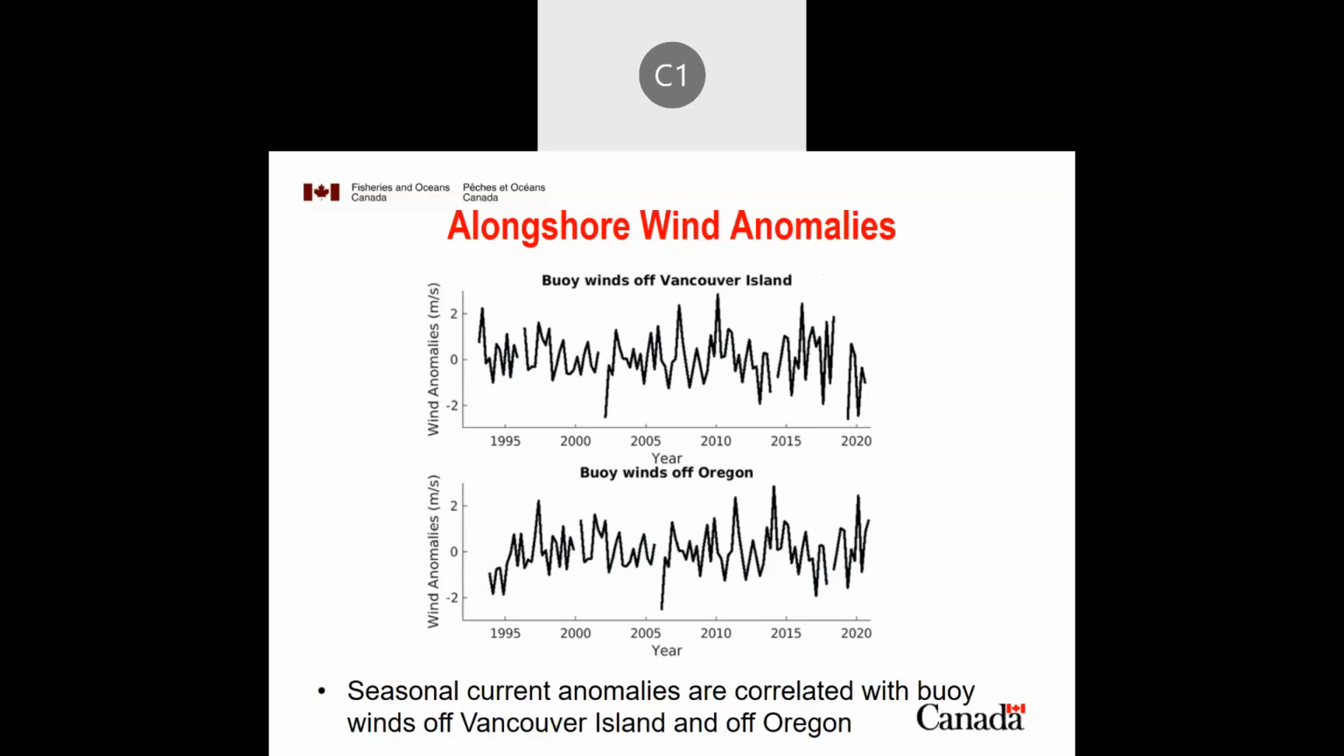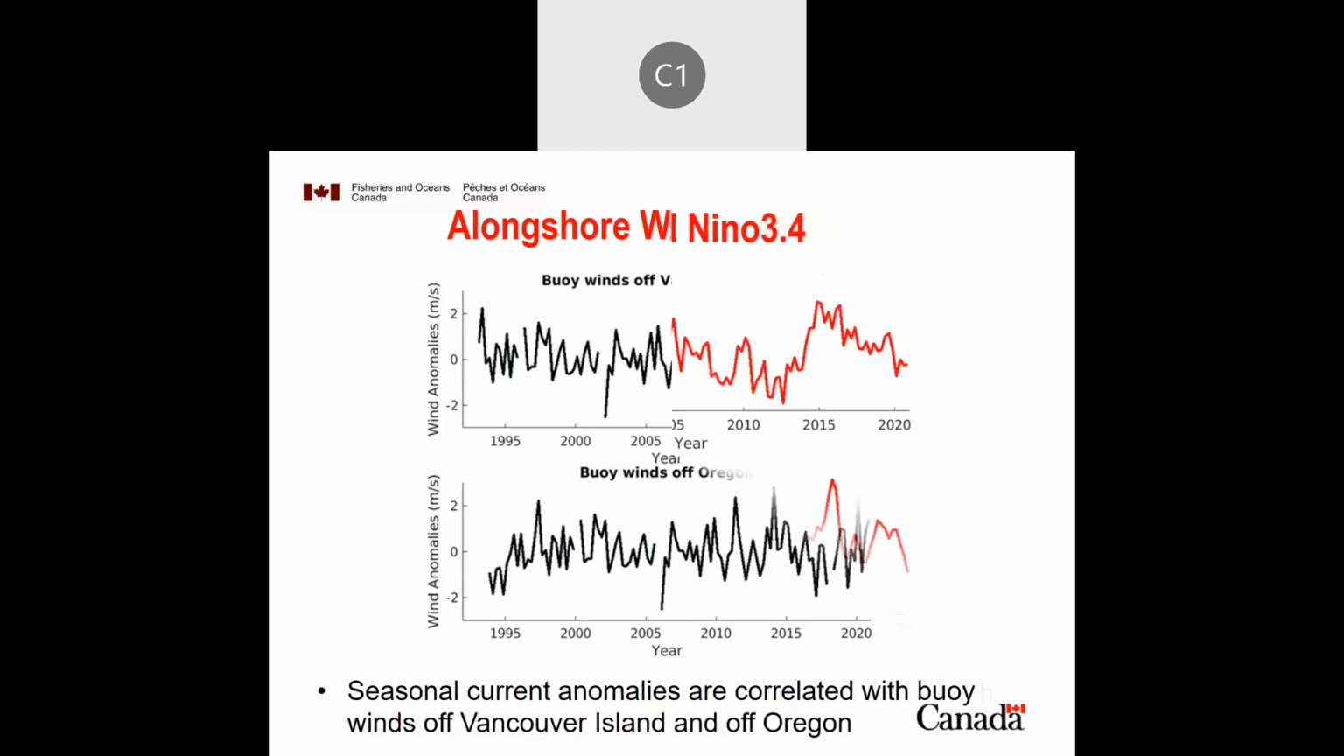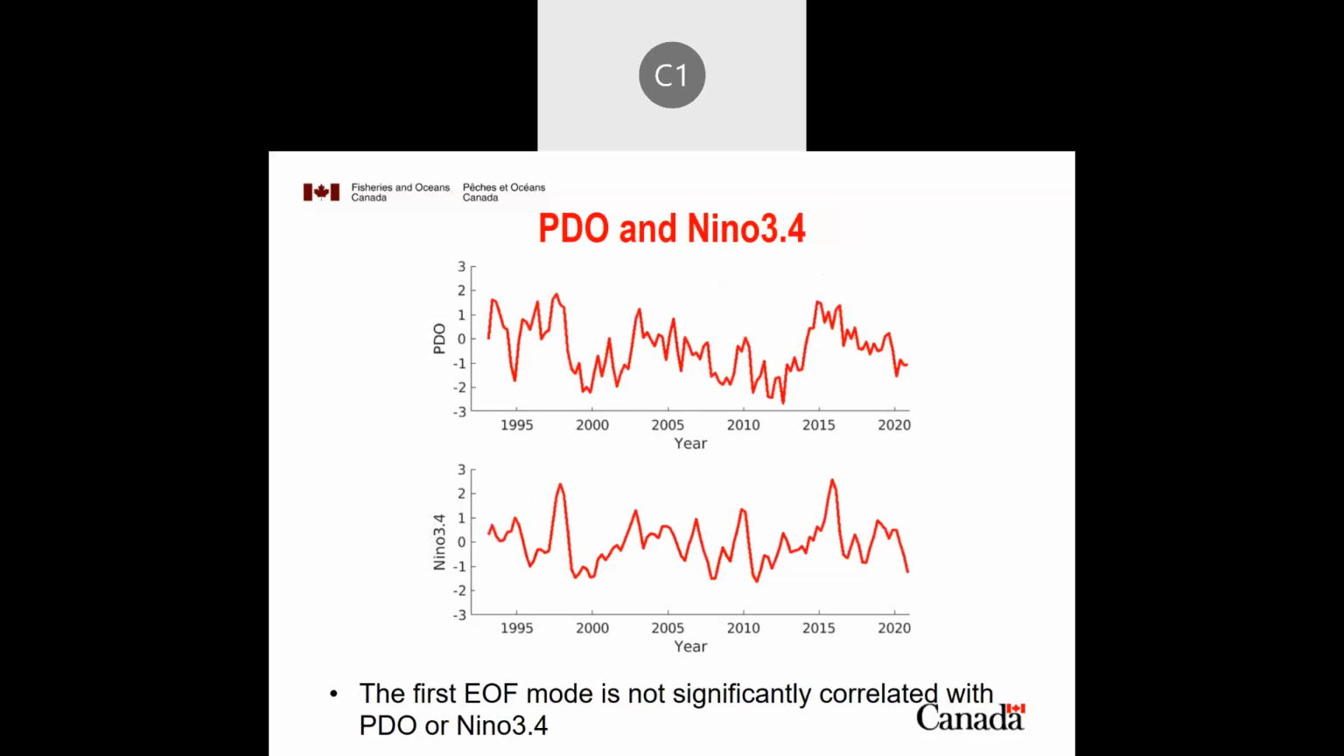In calculating this correlation, we have accounted for autocorrelation in the time series. We also look at the Pacific Decadal Oscillation Index and the NINO 3.4 index, because those are popular climate indices that people usually try to link to. However, when we calculated the correlation between the altimeter current anomalies and the PDO and the NINO 3.4, we found there's no significant correlation.